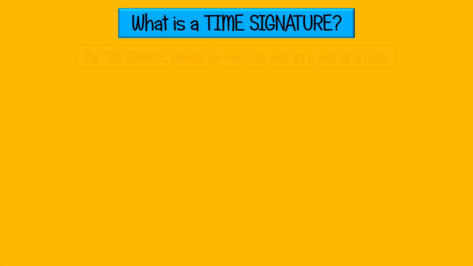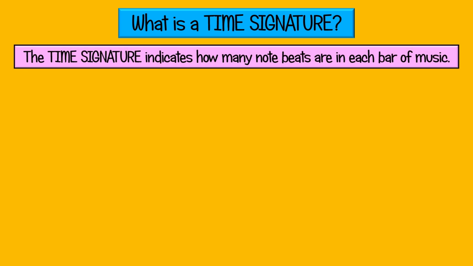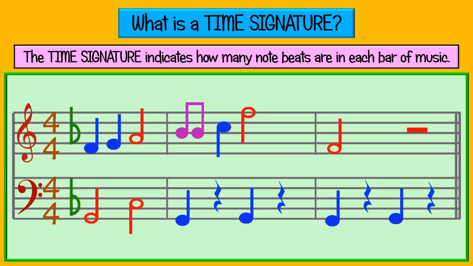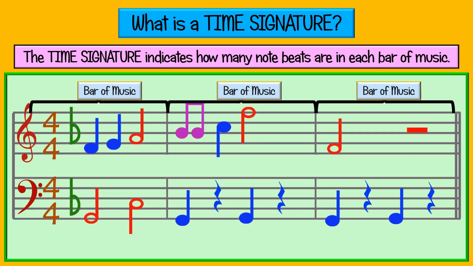What is a time signature? The time signature indicates how many note beats are in each bar of music. If you viewed the first video in this series, you will remember that music notes are written on the music stave. The stave is divided into sections by bar lines. The sections are called bars of music. We find the time signature at the beginning of the stave. The time signature is written as a fraction.